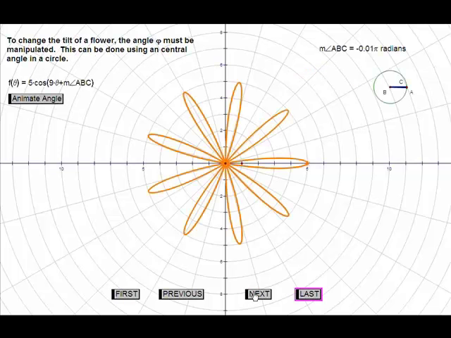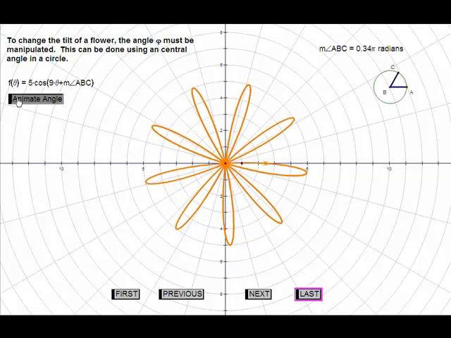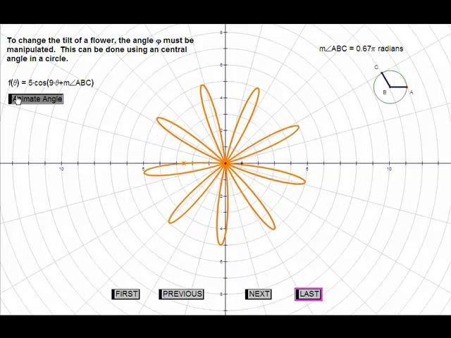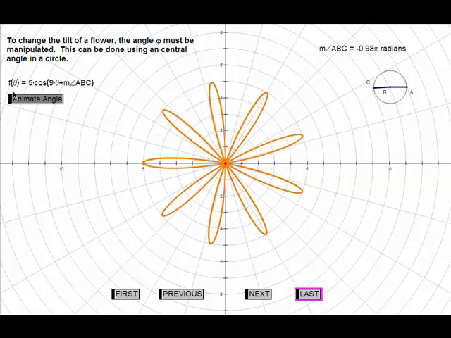To change the tilt of the flower, the angle added onto theta must change, which we can do by having angle ABC on a circle, creating an angle changer, and then we can animate point C to extend our angle, and that will allow the flower to rotate.